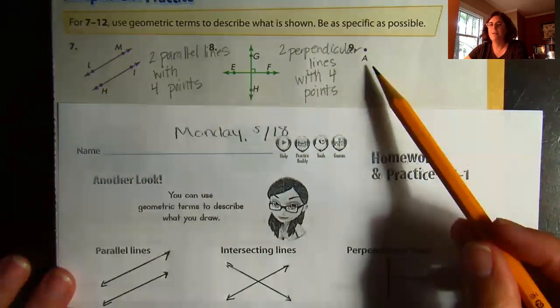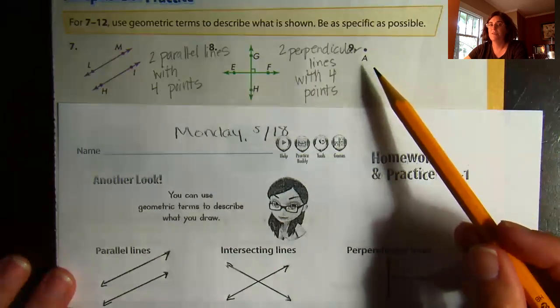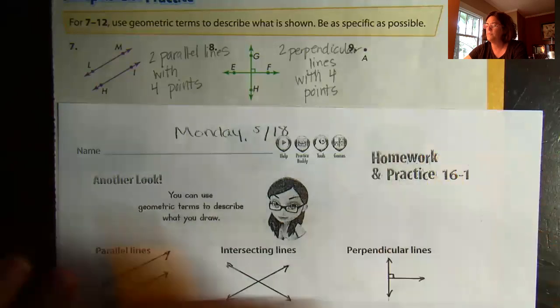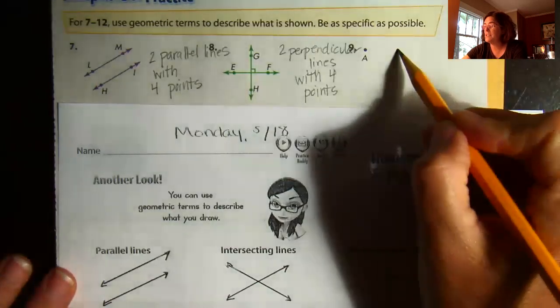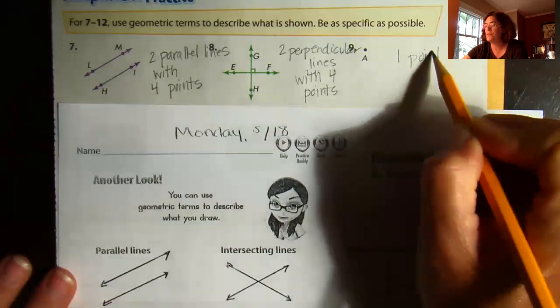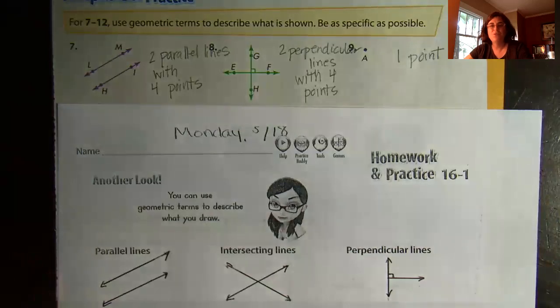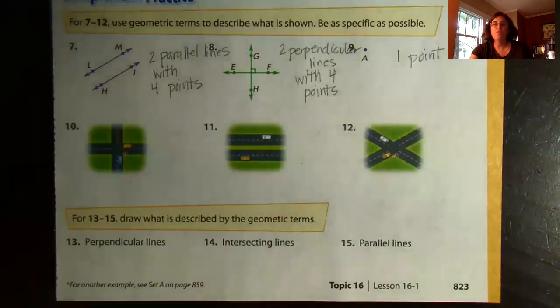Now, number 9, I think they're trying to trick us. How could we describe that? Yep, you're right. It is 1 point. And that's it. There's no lines, there's no shapes. It's just a point in space. All right, kids. So those are all examples of what you're going to be doing this week, today in 16-1.